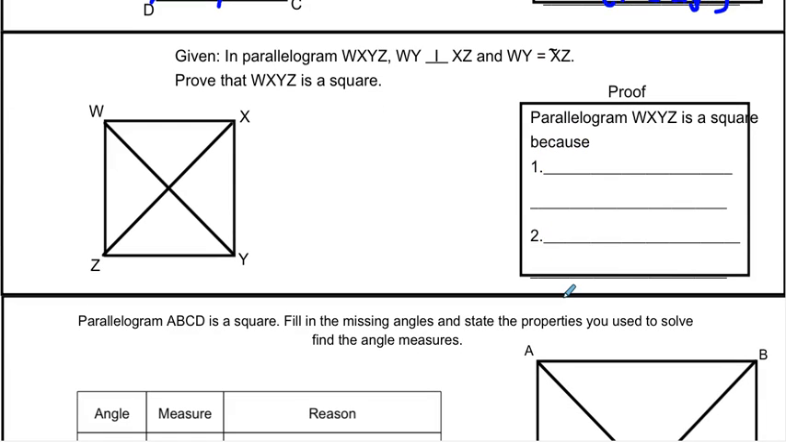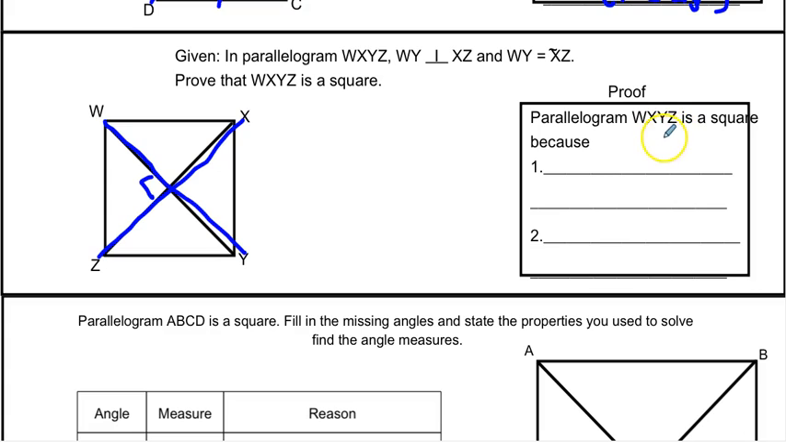Let's try another. In parallelogram WXYZ, we know that WY is perpendicular to XZ. So we know these diagonals are perpendicular. We also know WY is congruent to XZ. So we know these two diagonals are congruent. How can I prove that this is a square? Remember, it needs to have one rhombus property and one rectangle property to prove. I've got to prove that it's both a rhombus and a rectangle. So can I do that? Well, yeah, I can. First, let's prove that it's a rhombus.